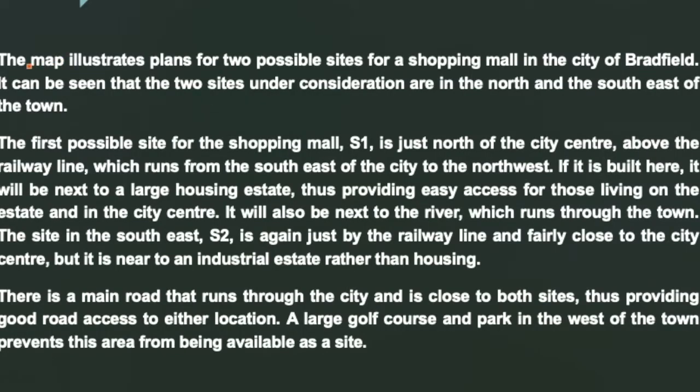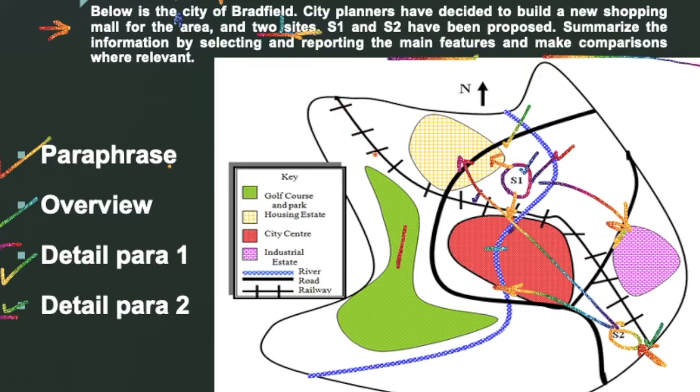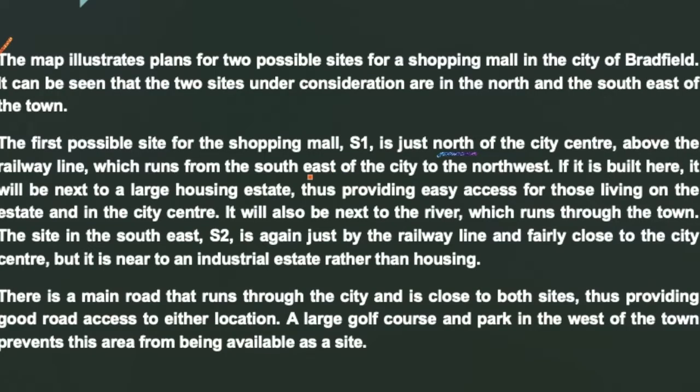Now let's take a look at the probable answer. The map illustrates plans for two possible sites for a shopping mall in the city of Bradfield. It can be seen that the two sites under consideration are in the north and the southeast of the town. The first possible site for the shopping mall, S1, is just north of the city center, above the railway line, which runs from the southeast. So you can talk about the railway line also, which runs from the southeast to the northwest.